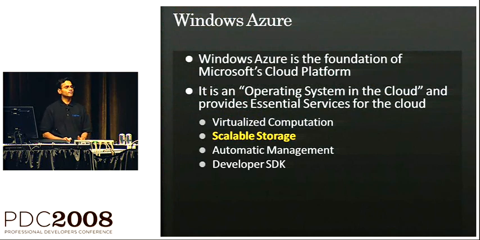So let's do a quick overview of Windows Azure. Windows Azure is an operating system in the cloud. It provides many essential functionalities that you would want in a cloud application. One of them is virtualized computation, so you can run your own code on the cloud. You can have scalable storage, so you can access vast amounts of files and structured storage. You have automatic management of your storage nodes, so you don't have to worry about how to distribute your computation or your data if any nodes fail. And you have a rich developer SDK to make accessing all your data very easy.